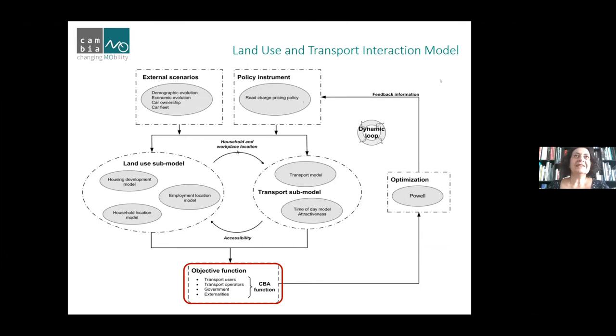We used this model, which is a land use and transport interaction model that we started to work on quite a long time ago when I was working at the Technical University of Madrid. This model was able to define a cost-benefit function based on transport users, transport operators, government, and externalities. So all these aspects were inside. Of course, gender impact was not inside the model in the beginning, and we added this aspect.